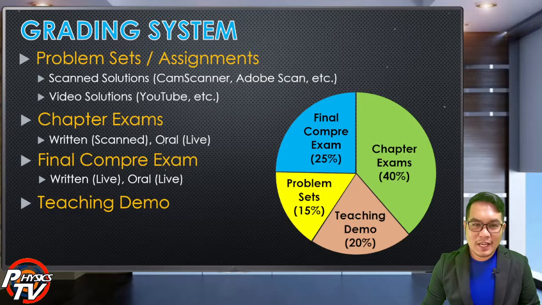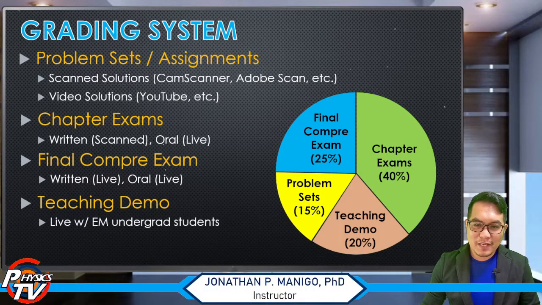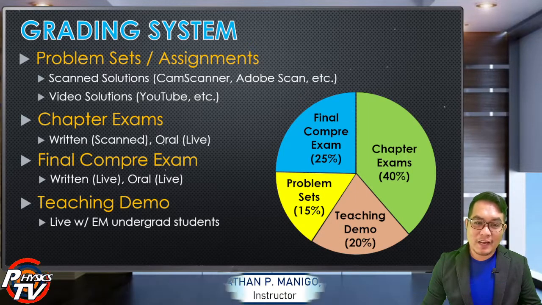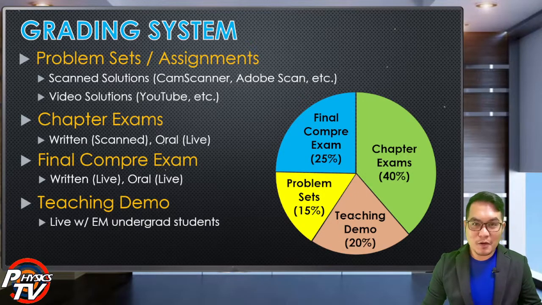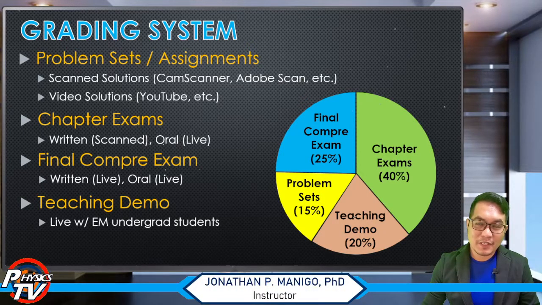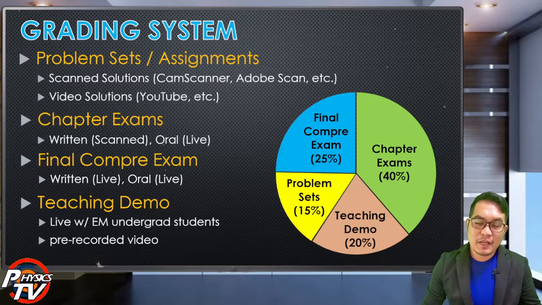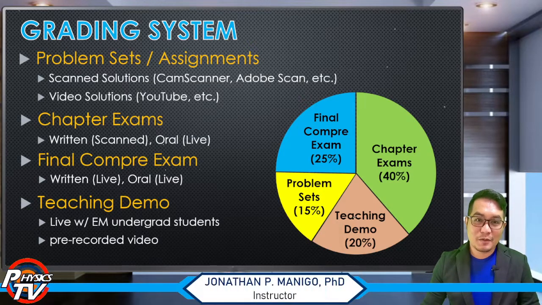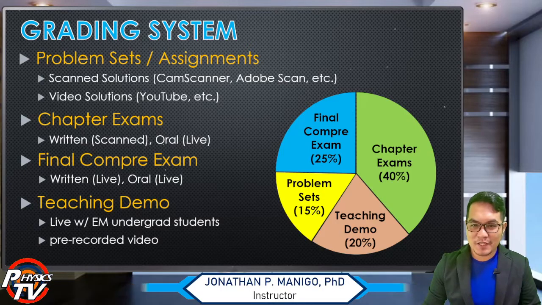So the last grade category will be the teaching demonstration. So this will be 20% of your grades. So this can be done either live with my own EM electromagnetism undergraduate students, or it can be a pre-recorded video. So it depends on the situation when the time comes for teaching demonstrations.